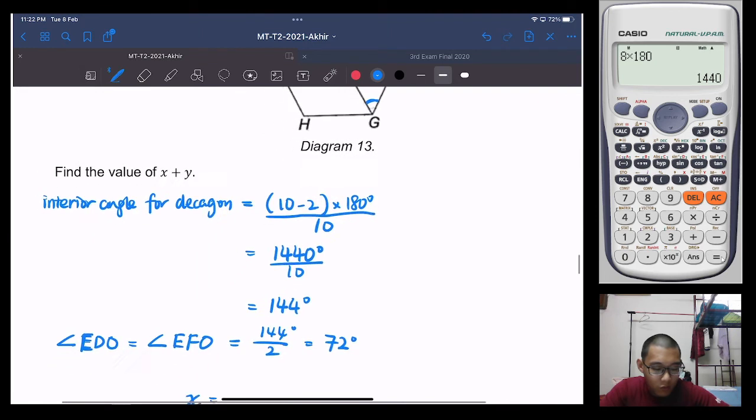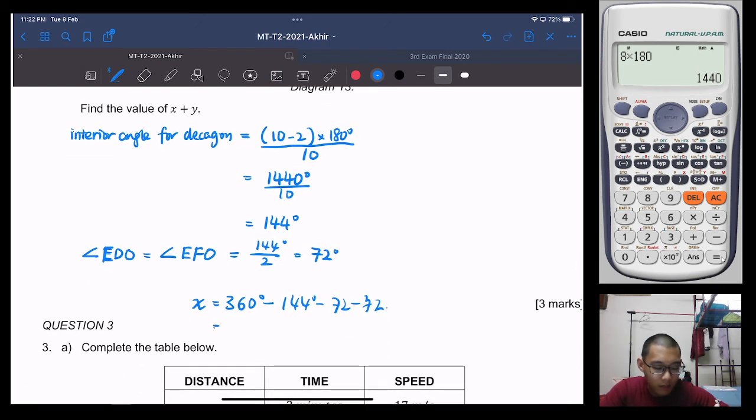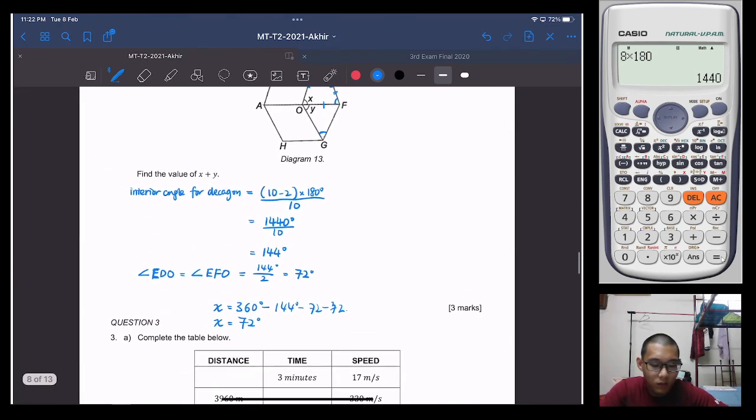Okay, so it's 360 minus 144 minus 72 minus 72. So we receive the answer. Okay, x equal to how much? X equal to how much? Okay, it's 72, right? Are you sure 72? Okay, so it's the first.